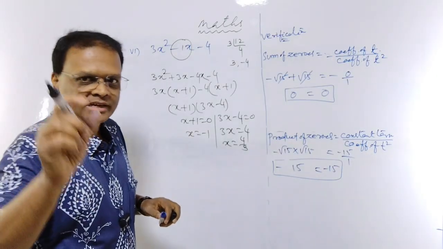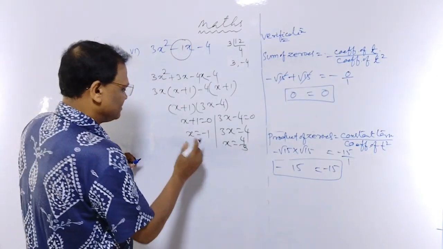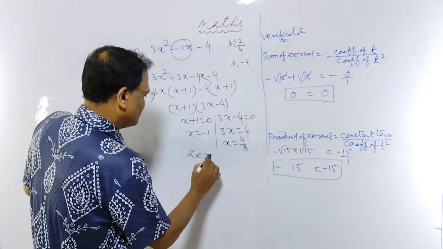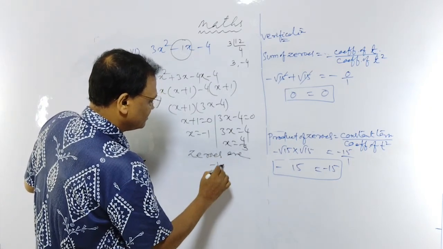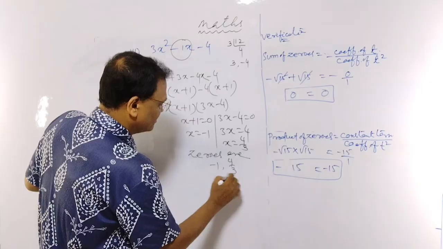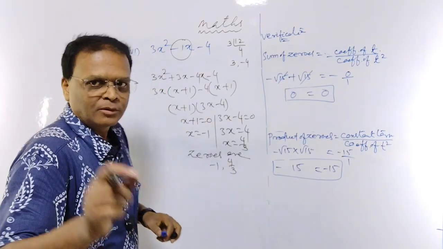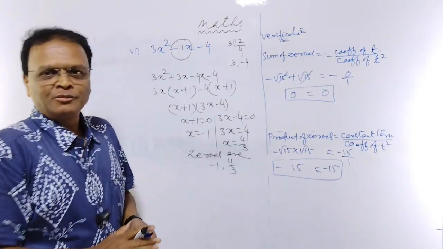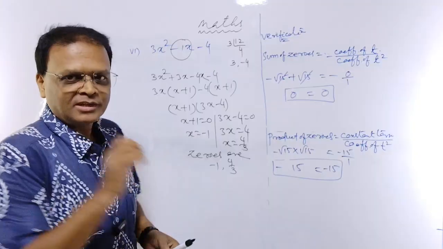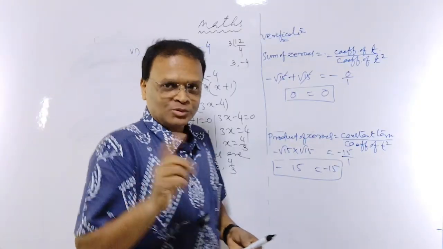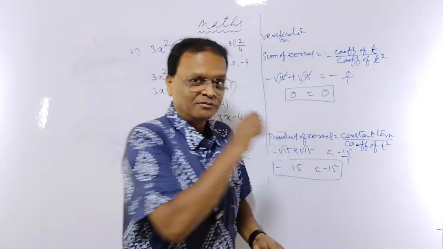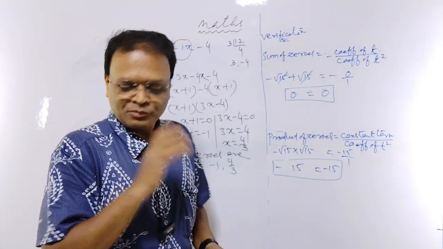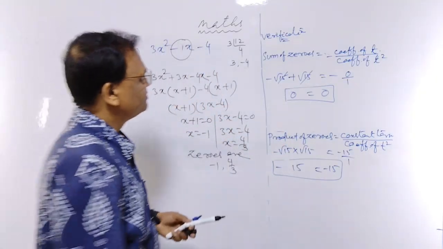So what are my zeros? I got again 2 zeros. The zeros are minus 1 and 4 by 3. So these two are the 2 zeros. Now I have to verify. Zeros anyhow I got, but whether these 2 zeros gave me the correct value while verifying or not, that I have to check. So let's check.